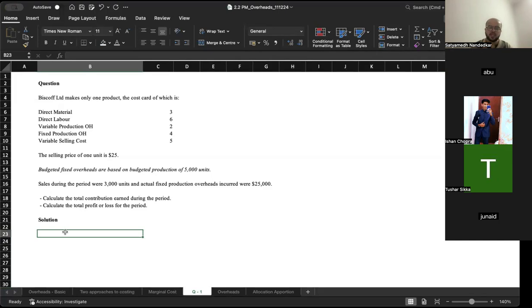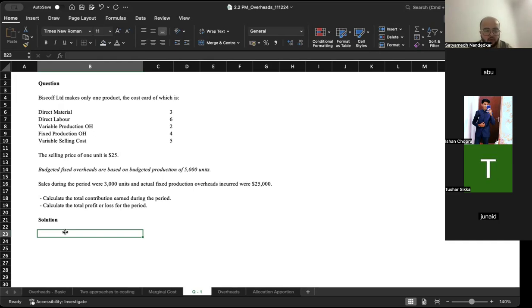Now, direct material. Biscoff Limited makes only one product, the cost card of which is direct material, labor, variable production overheads, fixed production overheads, and variable selling cost, not selling price, selling cost. The selling price of one unit is 25. Budgeted fixed overheads are based on the budgeted production of 5,000 units. Sales during the period were 3,000 and the actual fixed production overheads incurred were 25,000.